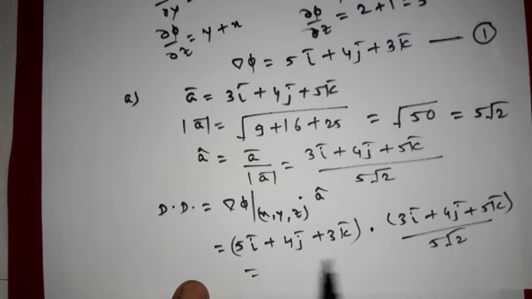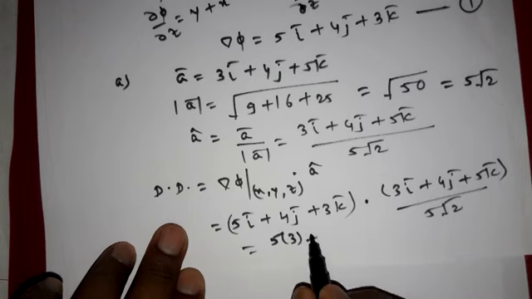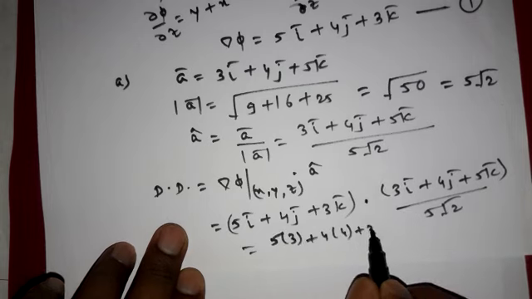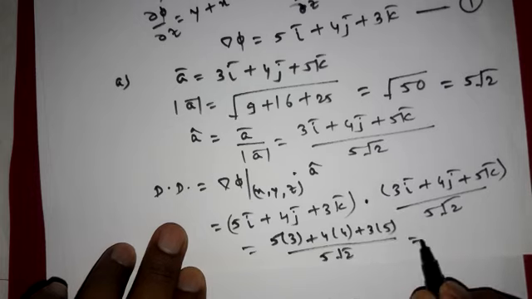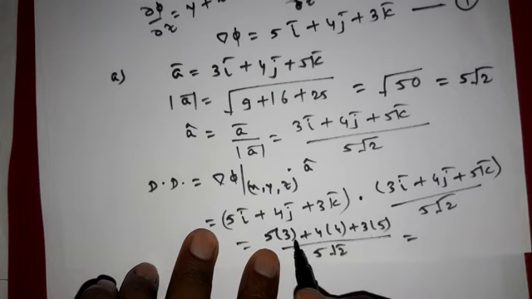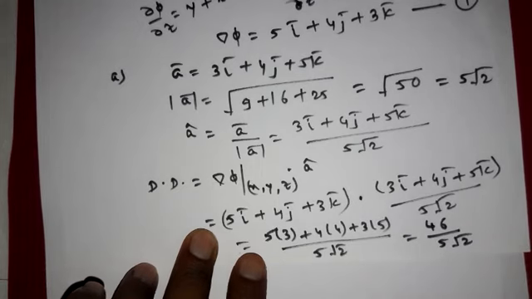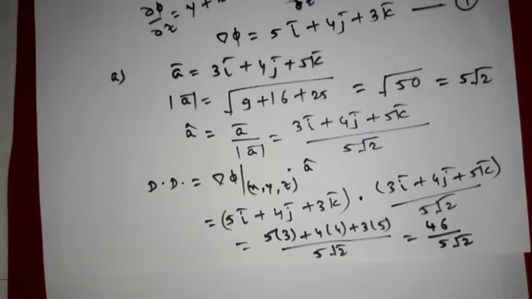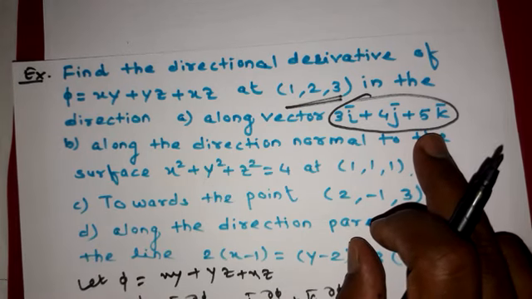We know how to take the dot product: 5 into 3 plus 4 into 4 plus 3 into 5, divided by 5 root 2. So 5 into 3 is 15, 15 plus 16, 16 plus 15, so it is 46 upon 5 root 2. This is our answer for the first question, the A part, which is along the vector 3I bar plus 4J bar plus 5K bar.